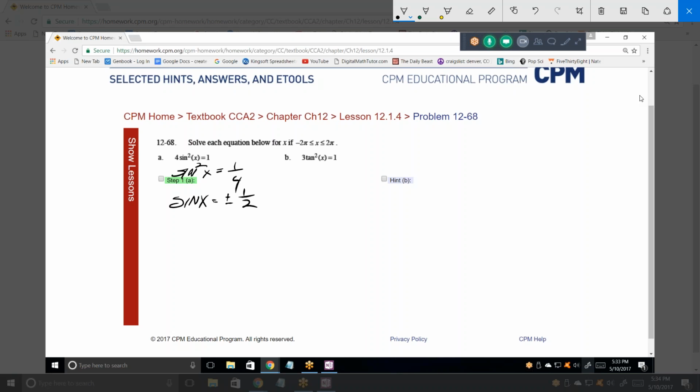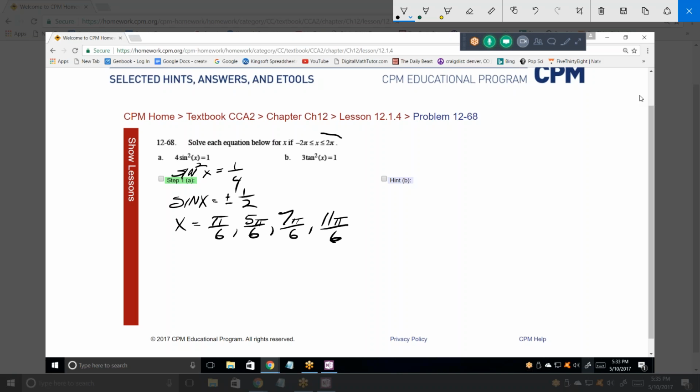Okay? Now, tell me in the unit circle where that occurs. Pi over 6 and 5 pi over 6. That's for positive 1/2. What about the negative 1/2? 7 pi over 6 and 11 pi over 6. Okay.